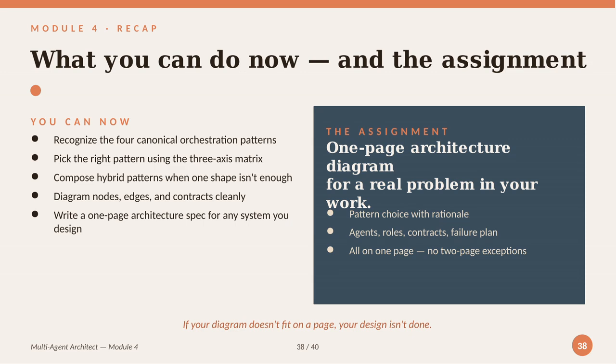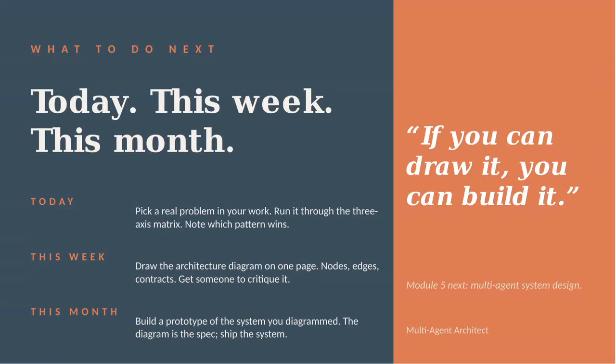The assignment for Module 4. A 1-page architecture diagram for a real problem in your work. 3 deliverables in the 1 page. Pattern choice with a 1-line rationale. Name the pattern and tell me why the other 3 are wrong for this problem. Agents, their roles, their contracts, the failure plan. All of it on a single page.